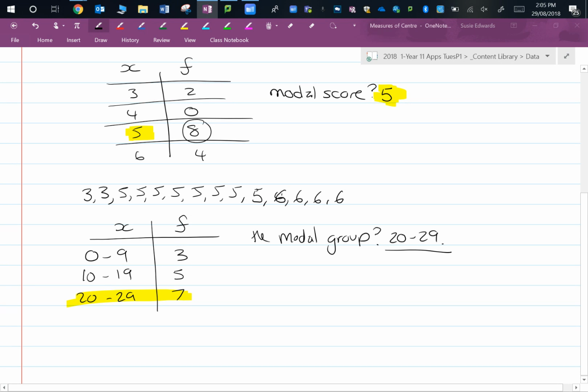Everyone okay with that? So modes are a pretty easy question. Where we usually trick you is with tables and with the words. So if you say mode or modal, you're looking for the mode. If it asks for the group, you give the group. If it asks for a score, give the score. You never give the frequency though. That just helps you find the answer. It's not the answer. All right?